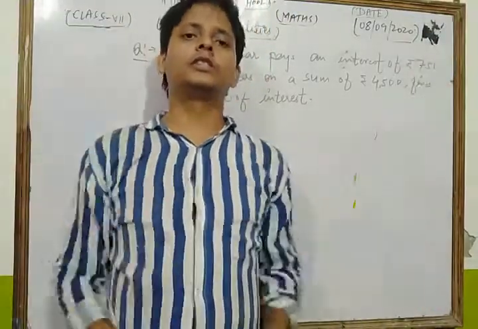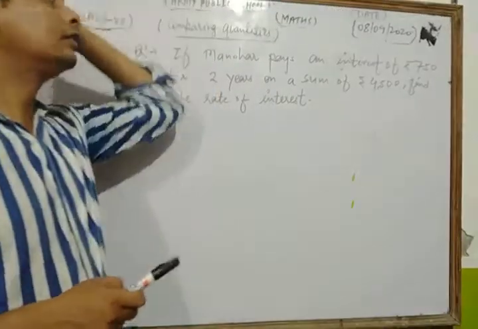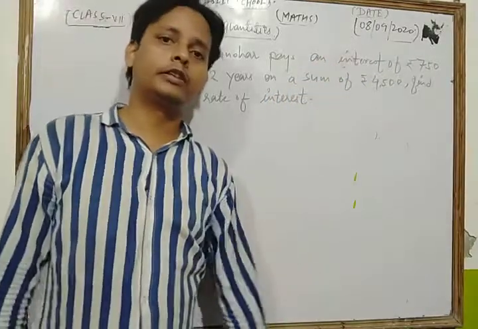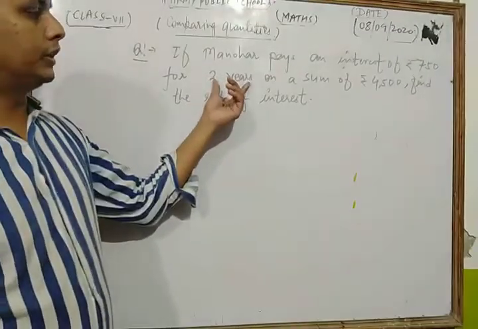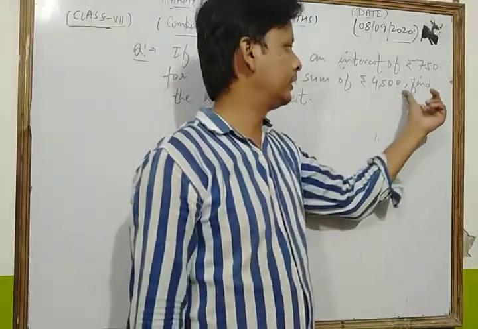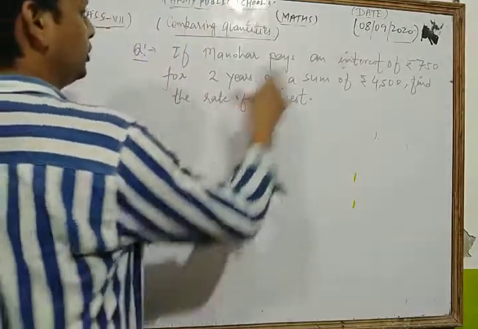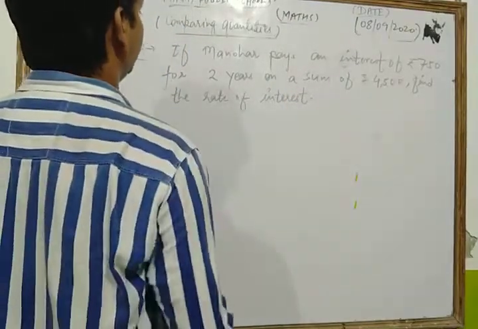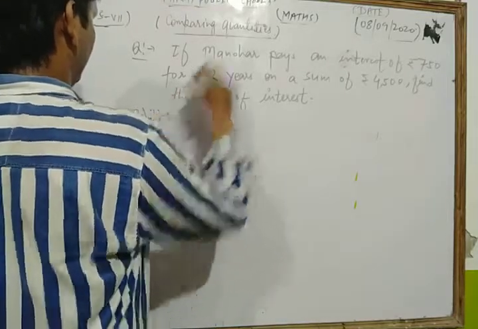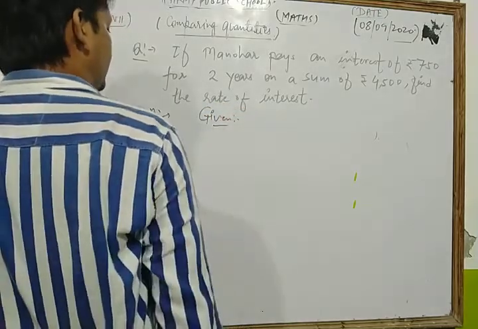Dear students, this is the question. Here Manohar pays an interest of rupees 750 for 2 years on a sum of rupees 4,500, and we find the rate of interest. First of all, you write what is given in our question. First of all we write given.